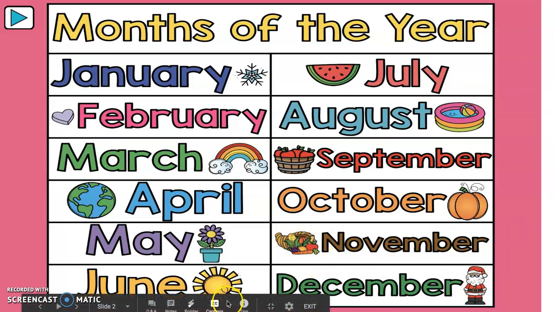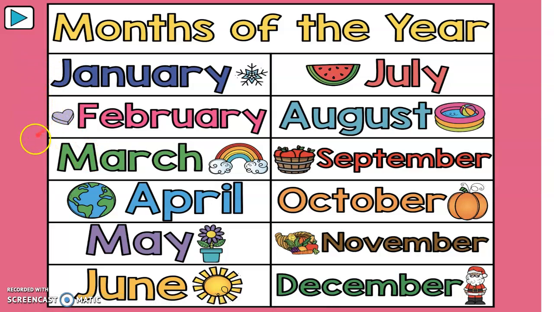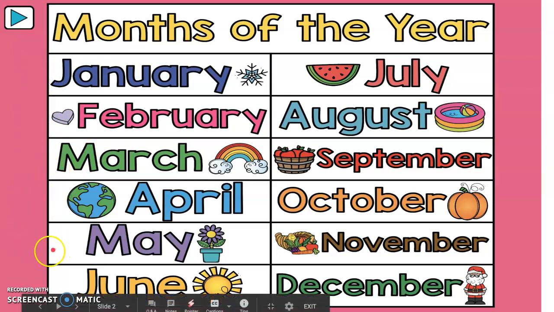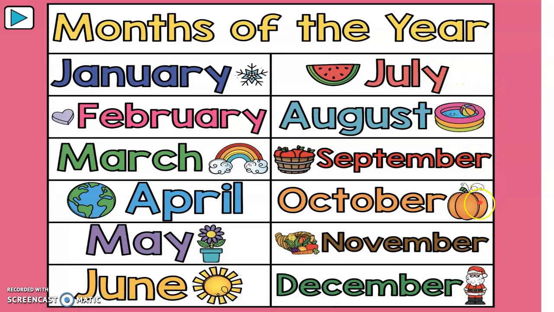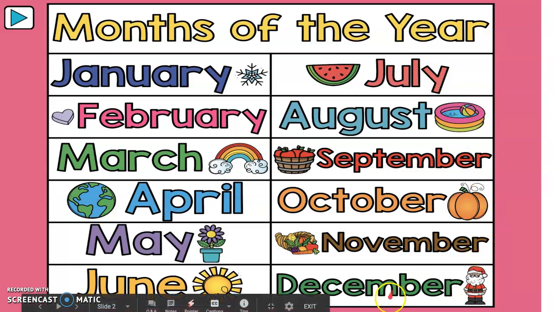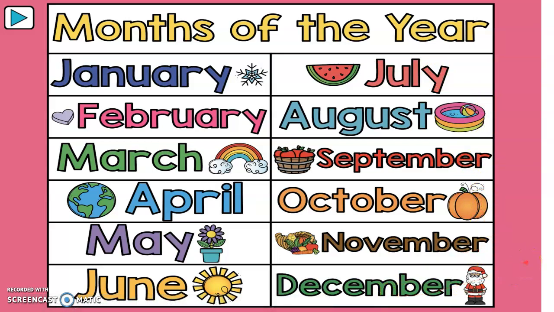Very good. Go ahead and let's try to see if you can sing that with me. We're going to go slow. January, February, March, and April, May, June, July, and August, September, October, November, December. These are the months of the year.